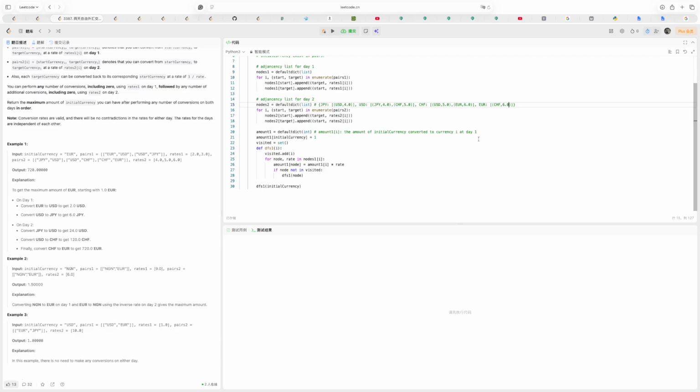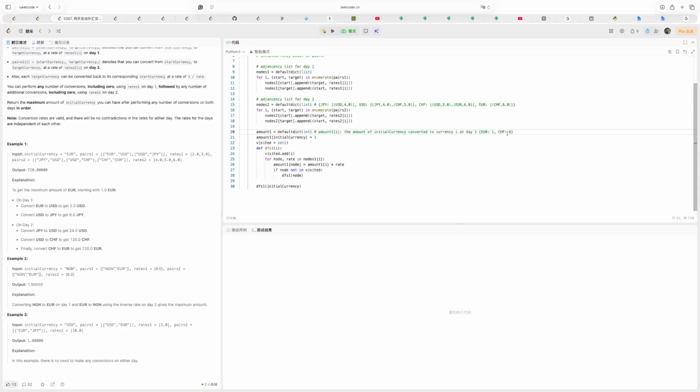So now we will have this. We'll first have euro with 1, and then now we'll have CHF 6. Okay, and then CHF is not in the visited set, so we will run CHF.